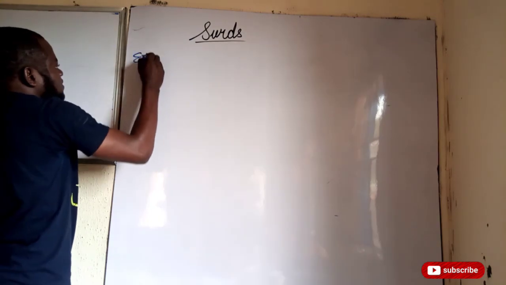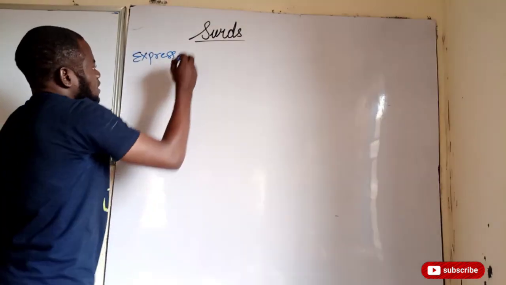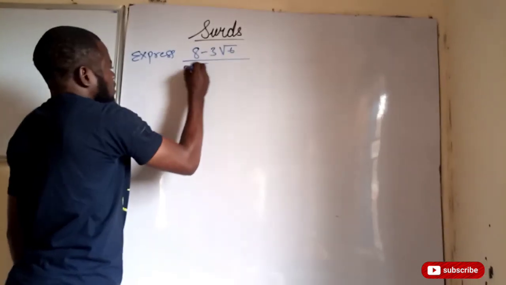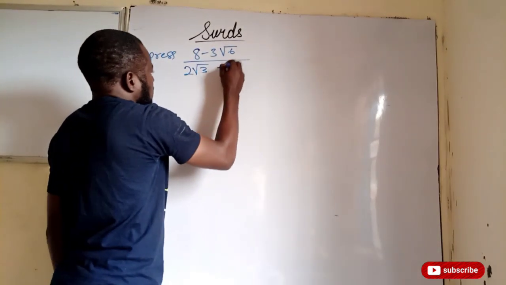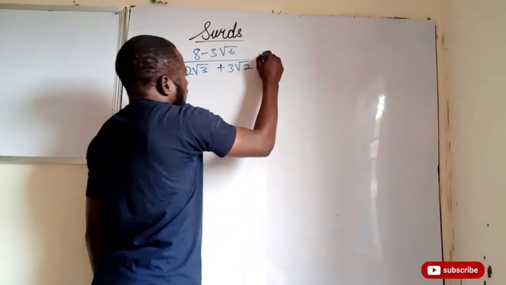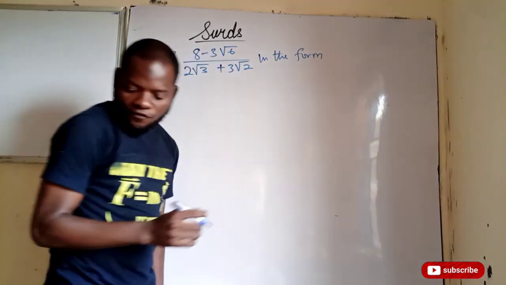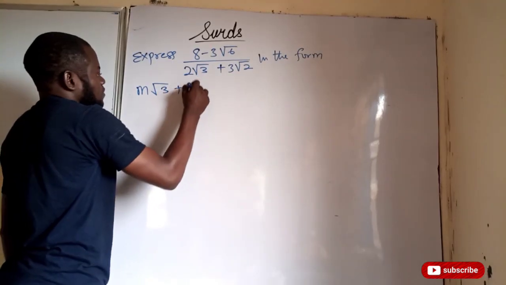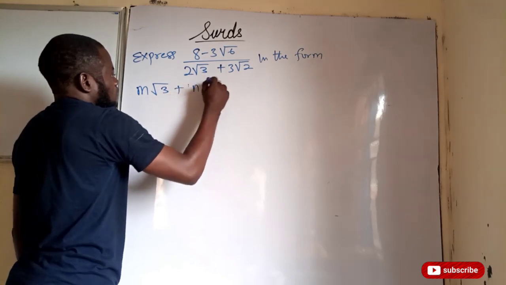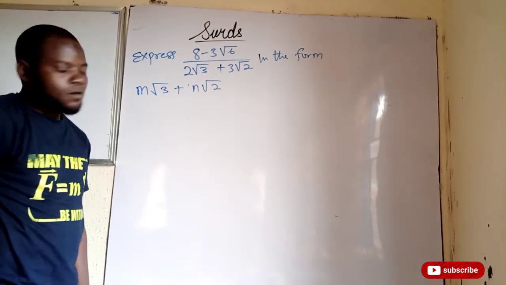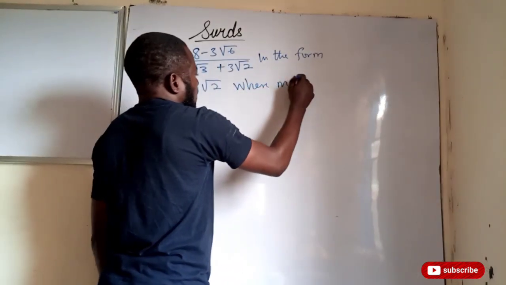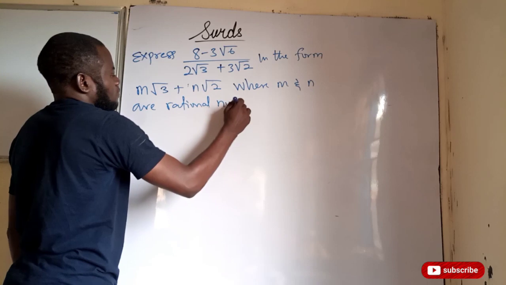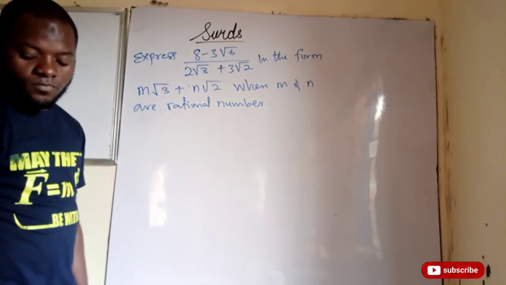The question says: express 8 minus 3 root 6 divided by 2 root 3 plus 3 root 2 in the form m root 3 plus n root 2, where m and n are rational numbers. Okay? This is the question given to us.